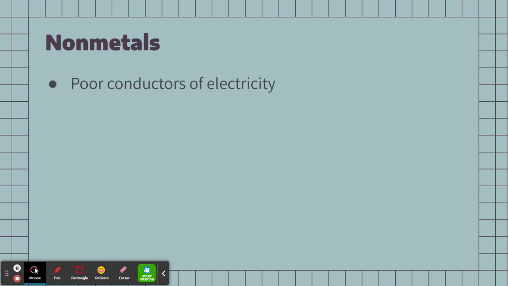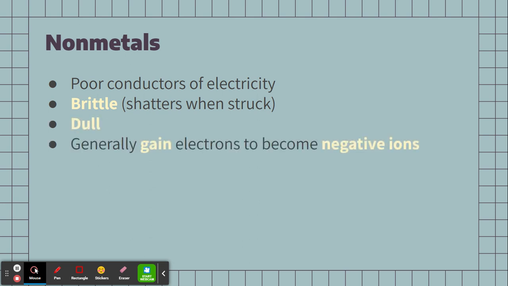Nonmetals are poor conductors of electricity because they form molecular compounds that have the electrons held in covalent bonding that prevents them from being in motion. Thus, an electrical current cannot be produced. They're often brittle, dull, and gain electrons to become negative ions.